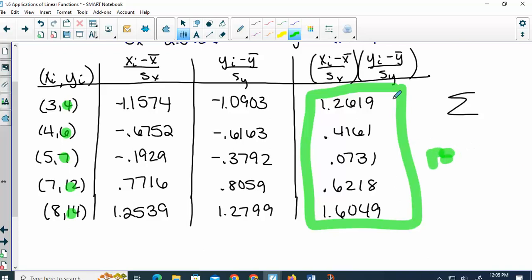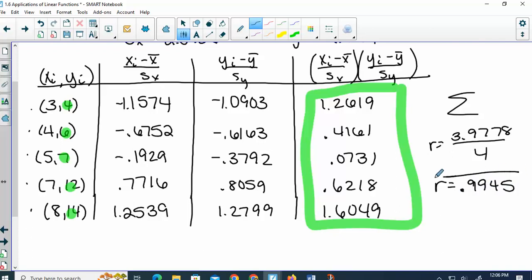So that gives me, oops, .9778 divided by n minus 1. So n is the number of ordered pairs. We had 5 ordered pairs, so we divide by 4. So I get a correlation coefficient of 0.9945. Actually, it's 0.945, but you could round. Okay.